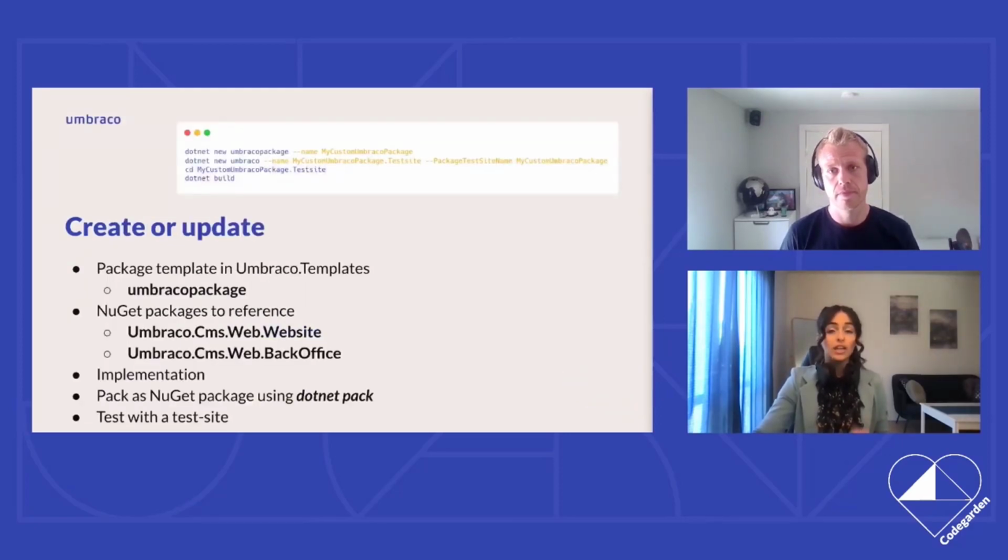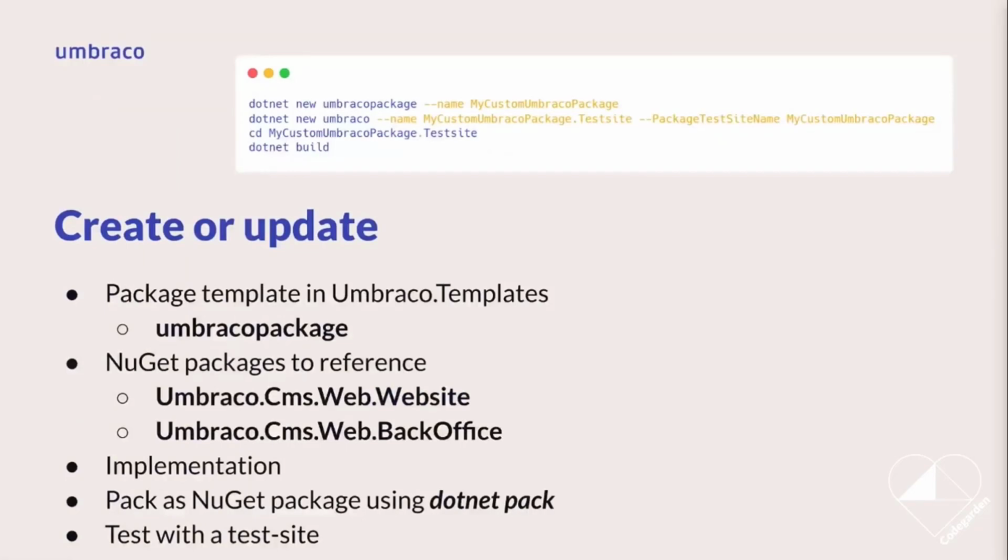And now, how can you actually create or update a package to work with Umbraco 9? To mention again, there is a new template targeting packages called Umbraco package. It is an empty package with package manifest and targets file ready for you. There are different Umbraco NuGet packages to reference, depending on whether your package is an extension to the website part, the back office part, or both. You of course need to write or migrate the package code base to .NET. dotnet pack can be used to create a package for Umbraco that is distributed through NuGet.